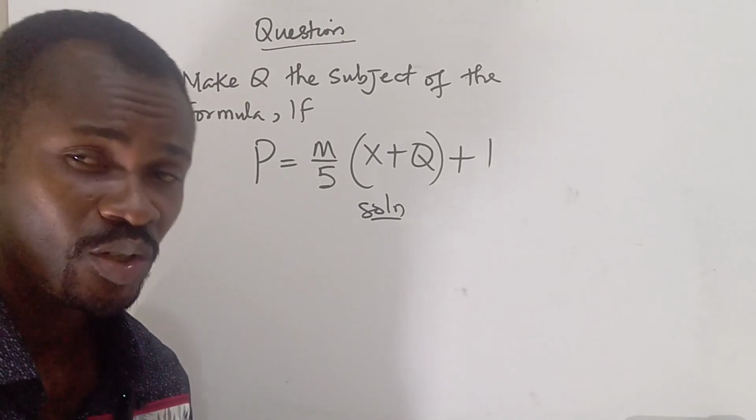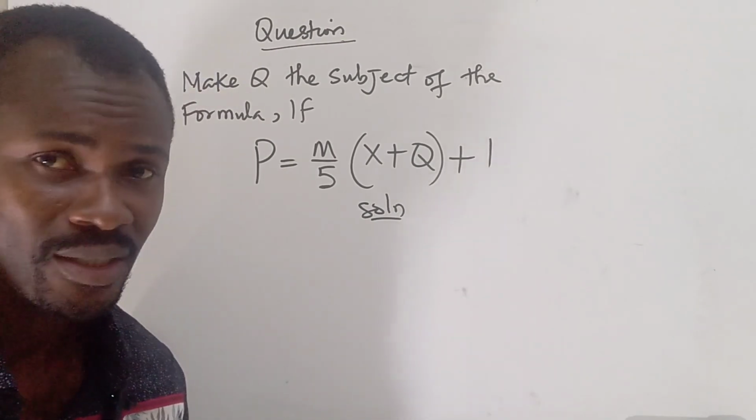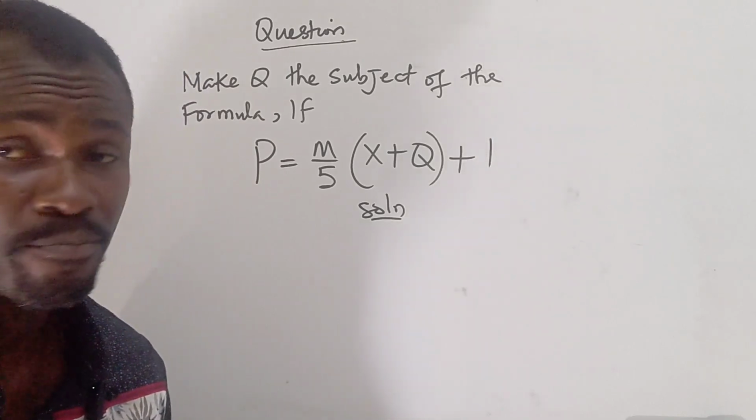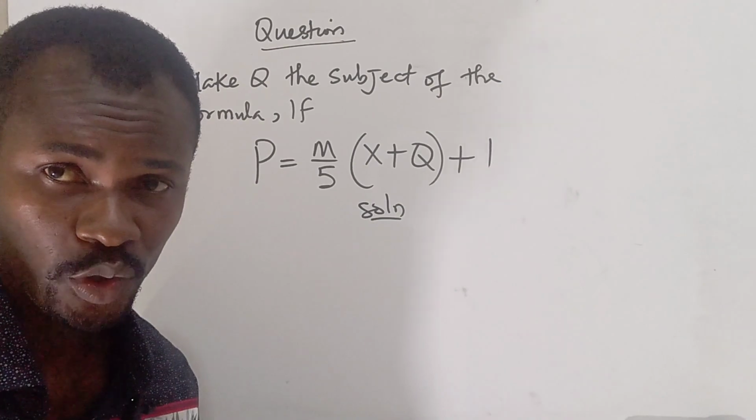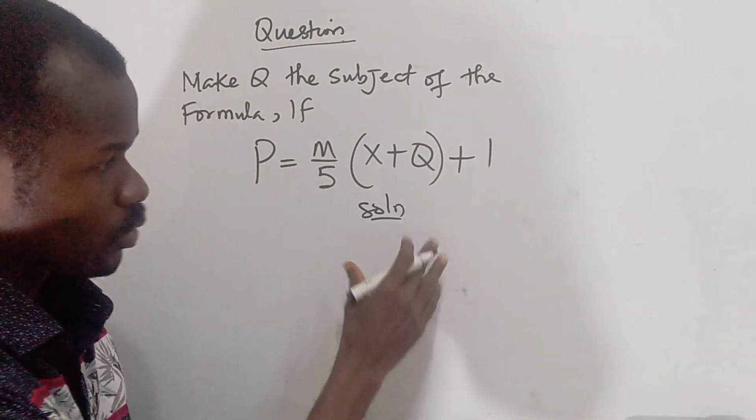Alright, so let's look at the question. The question says make Q the subject of the formula if P is equal to M divided by 5 in bracket X plus Q plus 1. So how do we solve this?